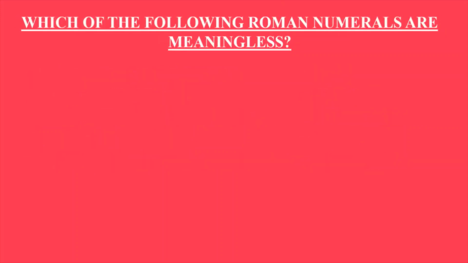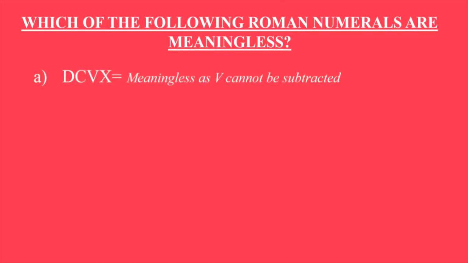Now, there are few questions given here. Some of the Roman numerals are meaningless. Why is it meaningless? You have to explain. DCVX. So you see here children, this is meaningless. Why? Because here V is written on the left side of X, which means we have to subtract it from 10, which is not possible. In fact, if you remember the rules, it has been said the symbols V, L, D are never subtracted.